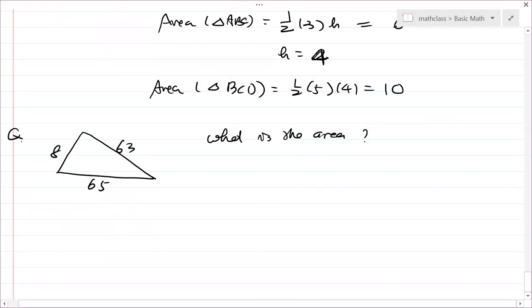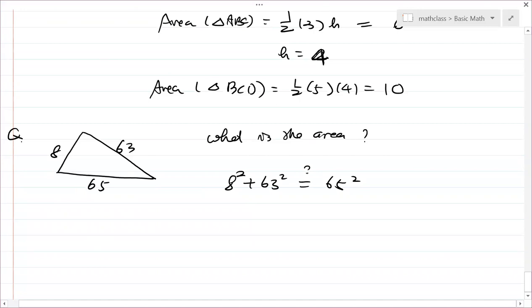Now, in general, it's harder to find the area if you're given 3 sides of a triangle. But we are lucky here. You can check 8 square plus 63 square. That's the first thing you can try. Is it going to be 65 square?